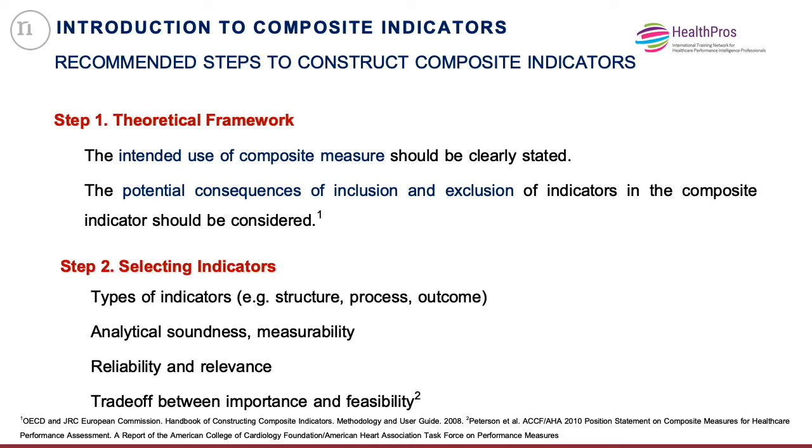Second step is selection of indicators to be included in the composite. The indicators can be selected based on their types, analytical soundness, measurability, their reliability and relevance to what we want to measure. When choosing indicators, also there may be a trade-off between what is important for users about a provider and what can in fact be measured reliably, so this can be taken into account too.